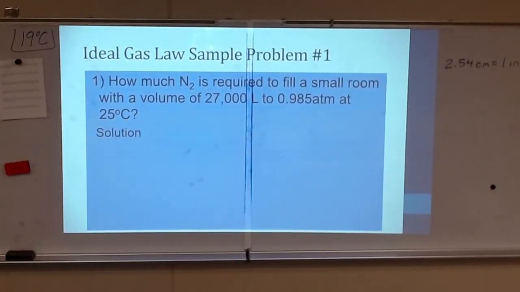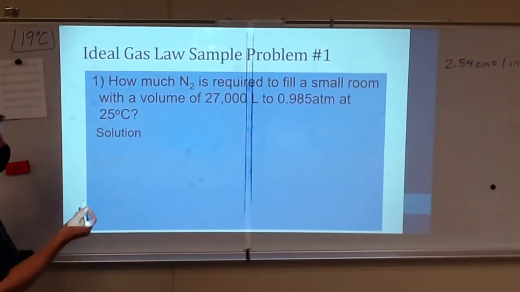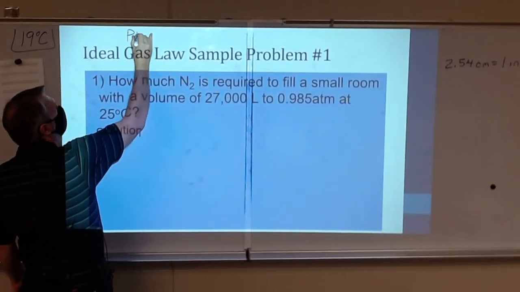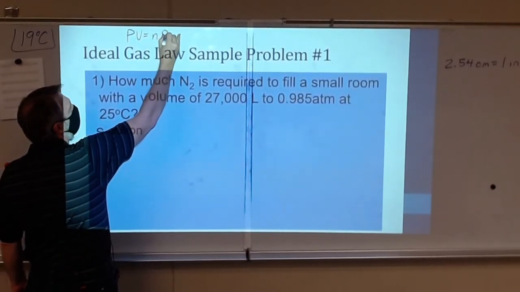Here's a question. How much nitrogen is required to fill a small room with a volume of 27,000 liters to 0.985 atmospheres at 25 degrees Celsius? So, we should write the formula, PV equals nRT.